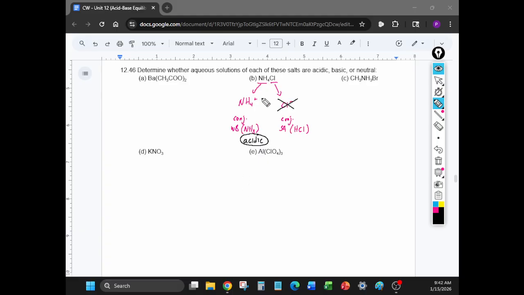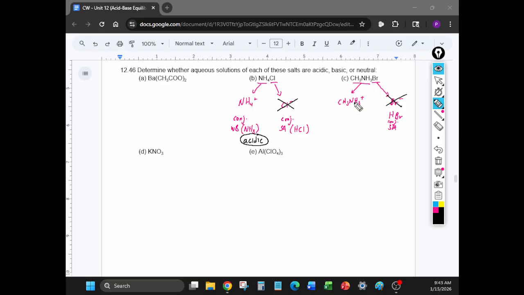All right, let's go to C. Same thing. We're going to take apart the compound. If we take a look at our cation, we're going to have CH3NH3 plus, and Br is going to become Br minus. Now we can already see that Br minus is the conjugate of HBr, and HBr is a strong acid. So Br minus is the conjugate of a strong acid. We know that conjugates of strong acids and bases don't affect the solution. So Br minus will not affect the solution at all. Only this one will.